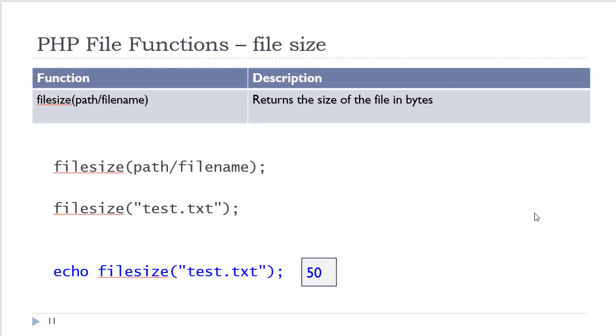We have the ability to determine the size of a file using the filesize function. It takes one parameter, the path and name of the file we wish to check. It returns the size in bytes. So if we were to use this function within an echo statement, it would return a number, which is bytes.